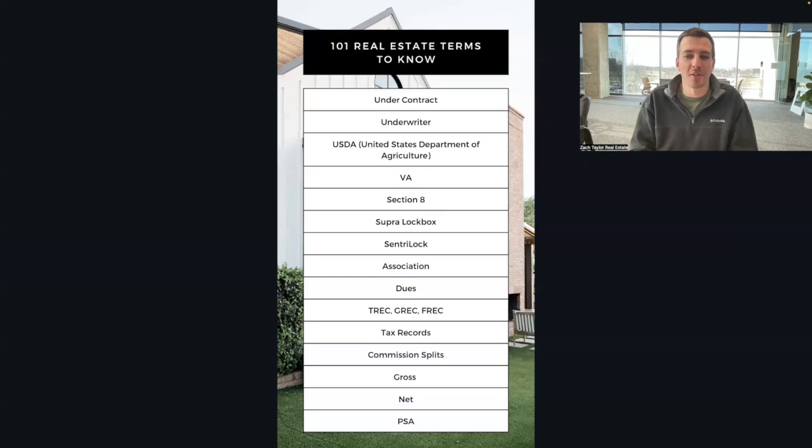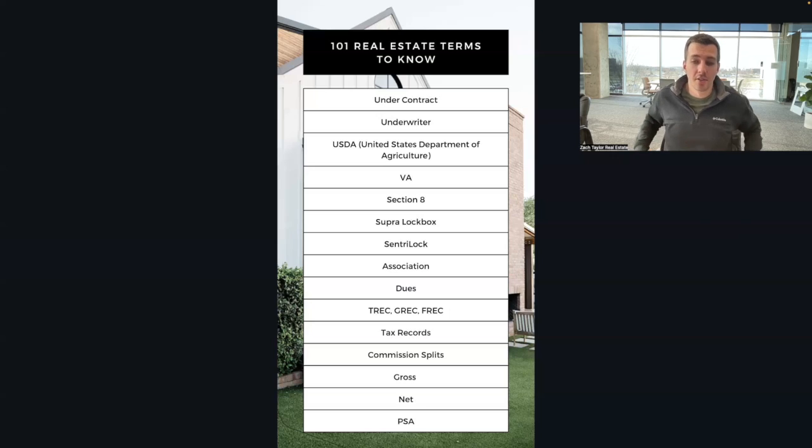TREC, GREC, FREC. No, I'm not making up words, but the Tennessee Real Estate Commission, the Georgia Real Estate Commission, the Florida Real Estate Commission. This is the state licensing board. This is the law. These are the people that issue the license themselves. So they allow you to become a real estate agent. They set the standard, they create the laws. TREC, GREC, FREC. Tax records. So a lot of times as a real estate agent, you will start diving into public tax records. I know we use CRS tax data, but tax records.